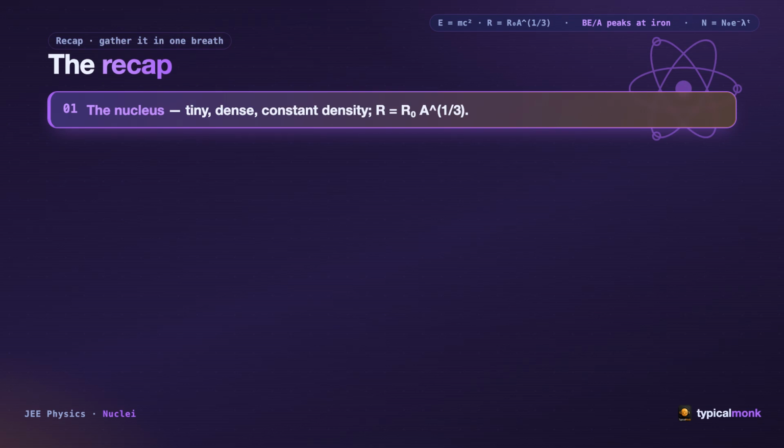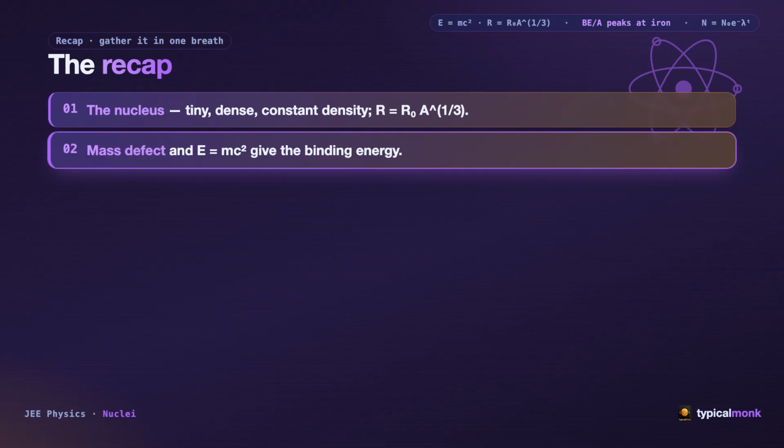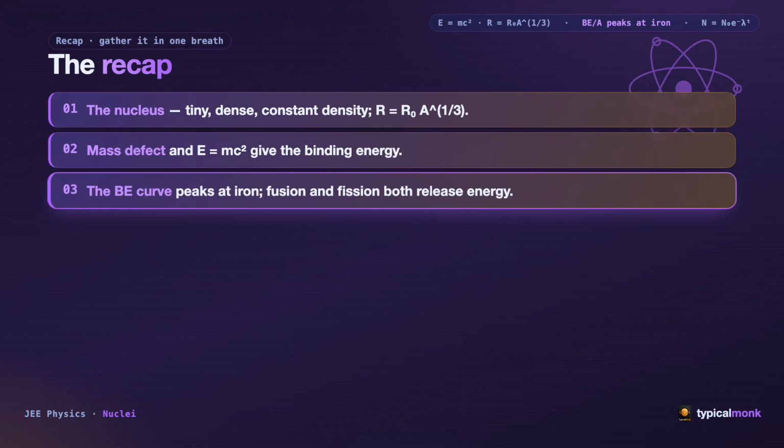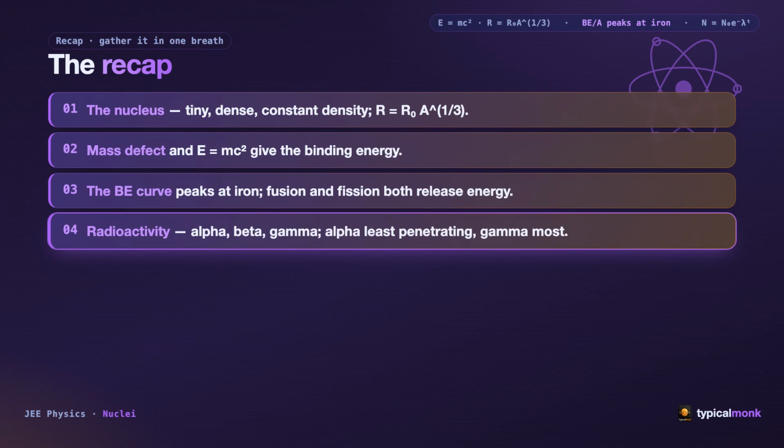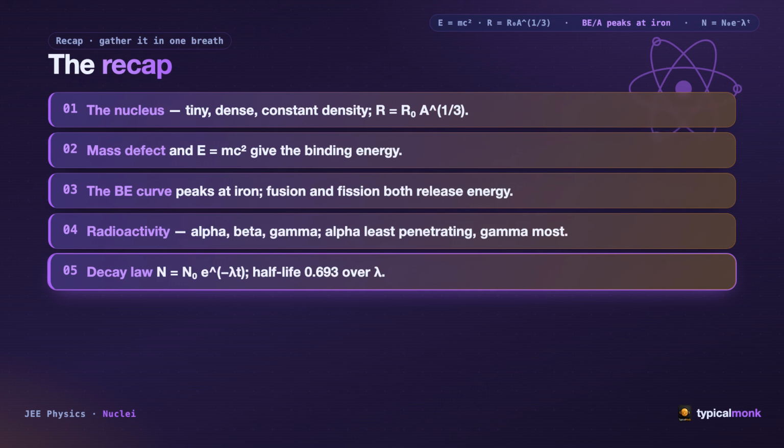Let us gather it all in one breath. The nucleus: tiny, dense, and of constant density, R equals R0 times A to the 1/3. The mass defect and E equals mc squared give the binding energy. The binding energy curve peaks at iron, and fusion and fission both release energy. Radioactivity: alpha, beta, and gamma. Alpha least penetrating, gamma the most. The decay law, N equals N0 e to the minus lambda t, and the half-life is 0.693 over lambda.